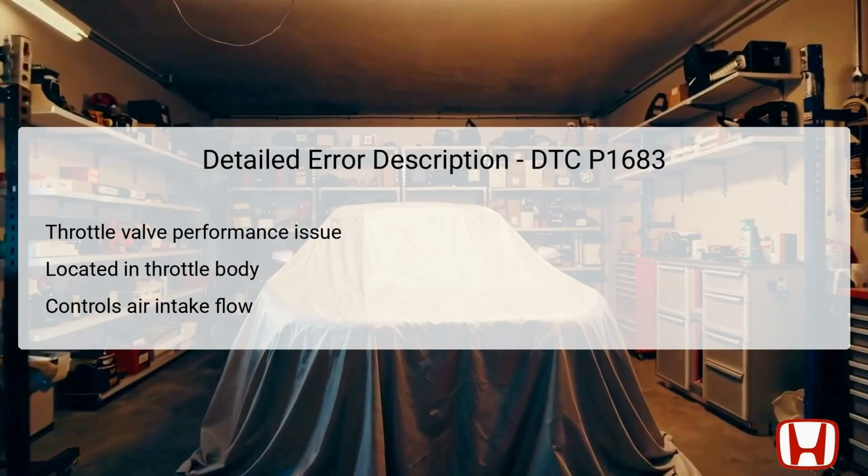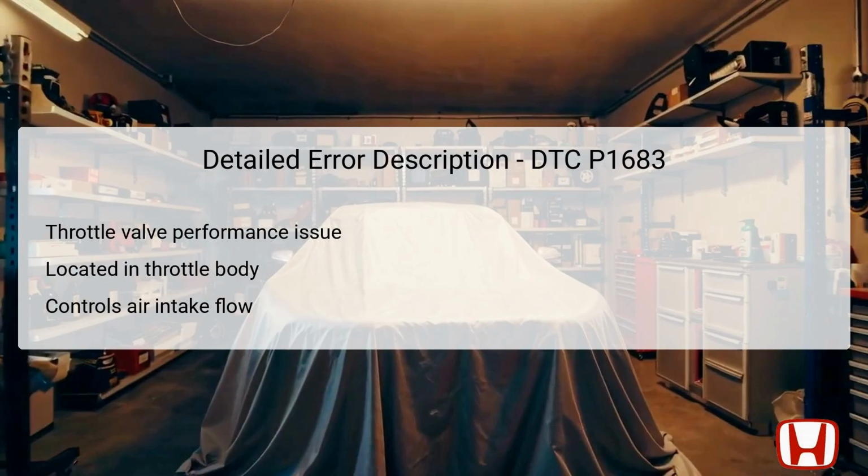DTC P1683 points to a performance problem with the throttle valve's default position spring. The throttle valve is a critical component within the throttle body that regulates the amount of air entering the engine. By adjusting this airflow, the throttle valve allows the engine management system to control the engine's power output effectively. When the throttle valve spring does not return the valve to its intended position, it can lead to variances in air intake, adversely affecting engine performance.